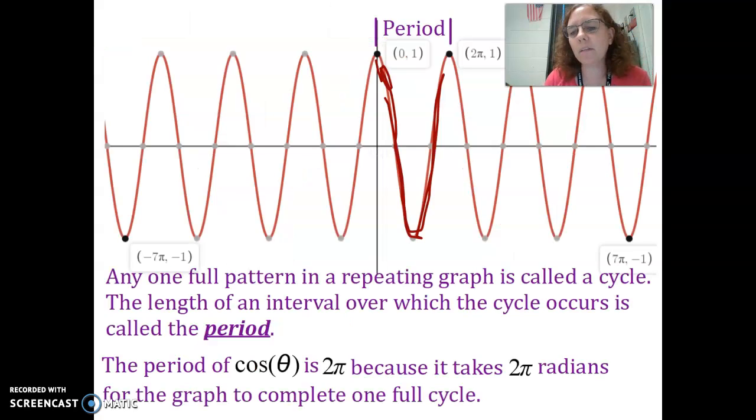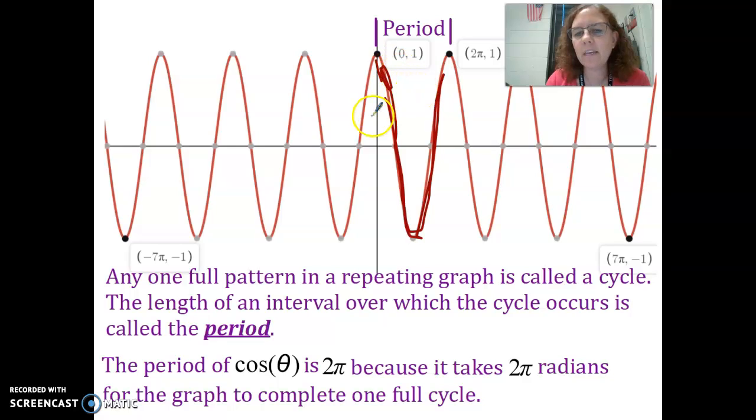Okay, so let's talk about period, just like we did with sine. The definition is the same. Any one full pattern in a repeating graph is called a cycle. So you can see that I zoomed out even further here on cosine, and I have several cycles. So here's one. This is the one we drew just a minute ago, starting at 1, going down to negative 1, and coming back to 1 again. But you can see I have that going again and again and again. So I have several cycles on both the left and the right. Right over here, you can see I have 1 full cycle, 2 full cycles, 3 full cycles on the left.